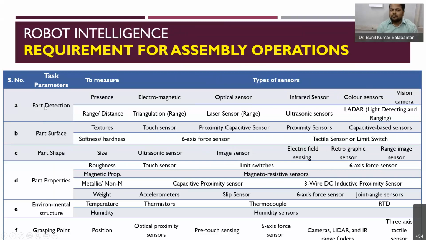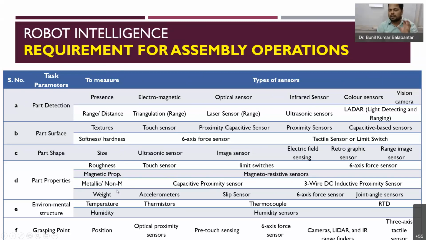Part detection, to detect whether it is present or not. Suppose there is a conveyor belt. How do we know whether the part has already arrived on the conveyor belt or not? We need to apply certain sensors to detect that. So we need to calculate the range or distance, the textures, the softness or hardness of the object material, the shape and size, the roughness, and the magnetic properties, whether it is metallic or non-metallic in nature.